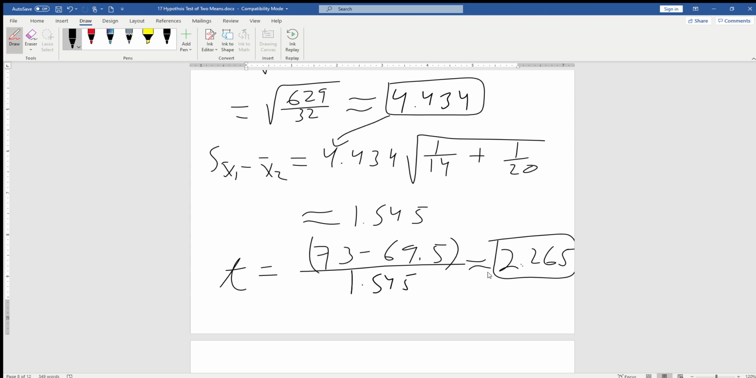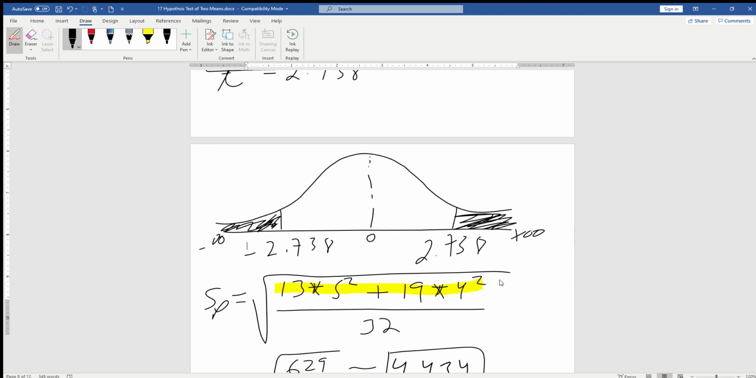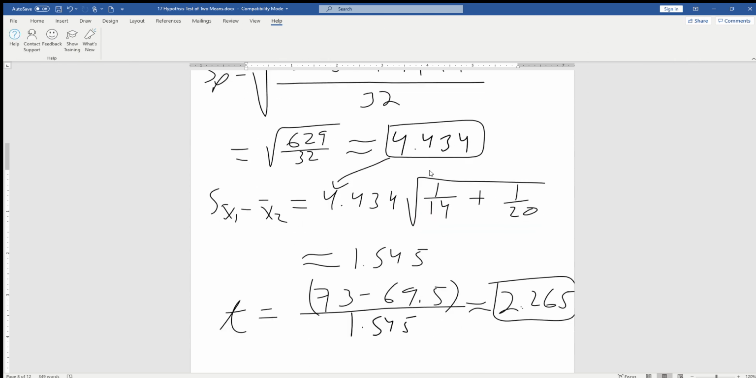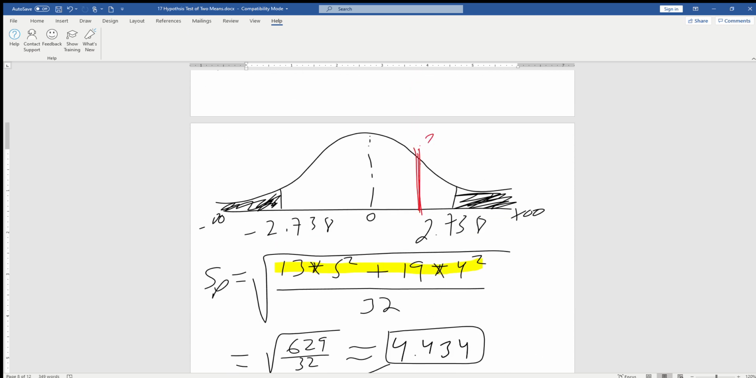The last thing we're going to do is go back up and plot that on the distribution. We see that 2.265 falls inside the fail to reject region, maybe right about here. It's not really that close, not all that far away either. So 2.265. And that means we get, once again, a fail to reject.